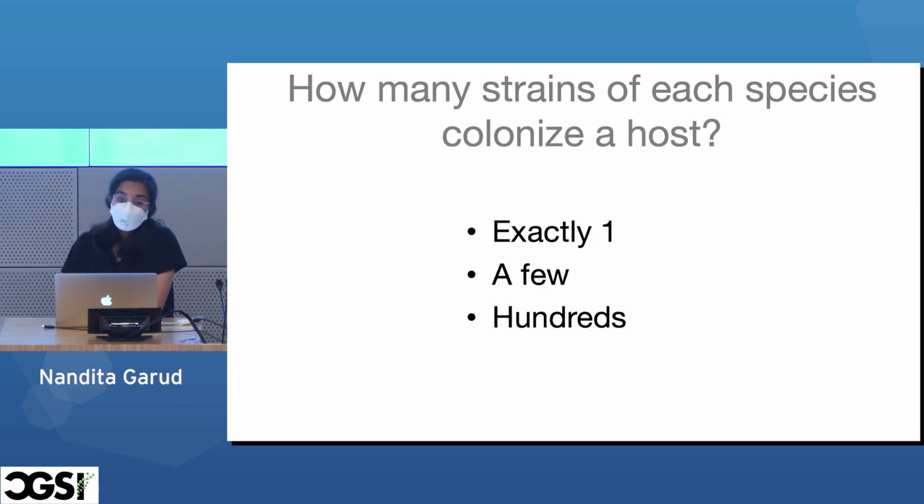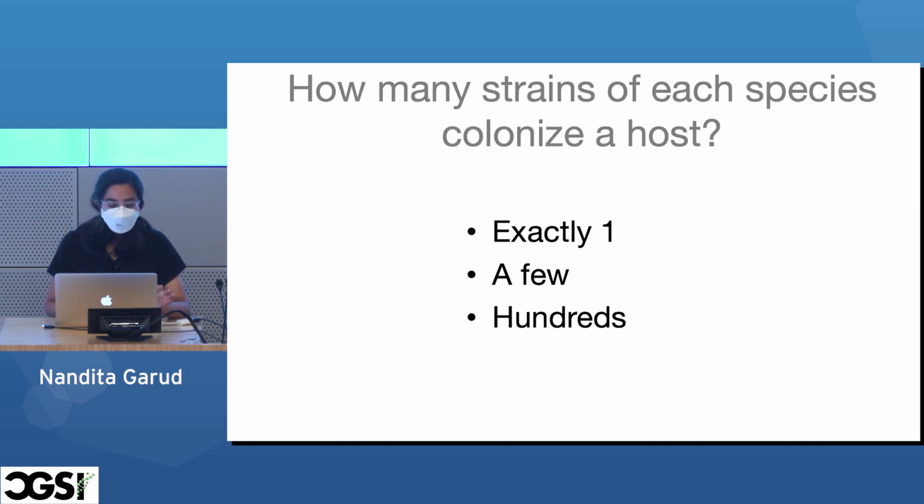So let's take the species E. coli. And I know I'm using the word strain a little bit loosely. What I mean by this is there's a collection of very genetically distinct lineages, and you may get exactly one, a few, or hundreds. And maybe I'll ask you, who thinks that for a given species, let's say E. coli, that you have exactly one strain? Do you want to raise your hand?